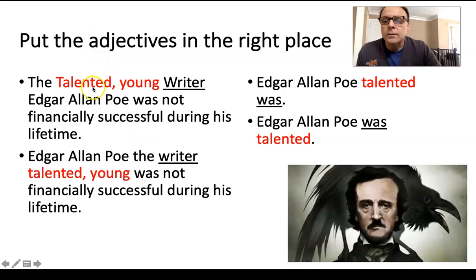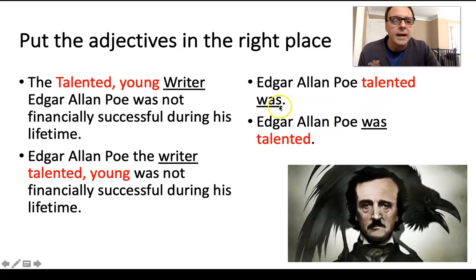All right, so the first one is the best choice if you took a minute to think about it. Because again, we've got our two adjectives, talented, young. They're both modifying writer, and they come before the noun because we're not using it with the helping verb. It's just a noun and these adjectives. So this is the better choice, the first one. Now let's look at this one.